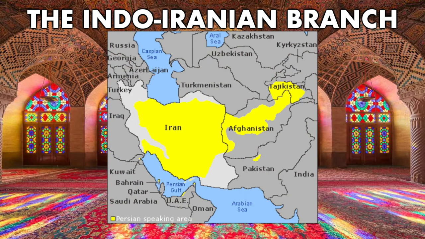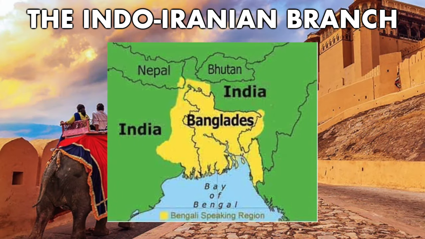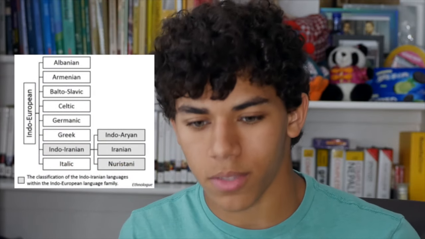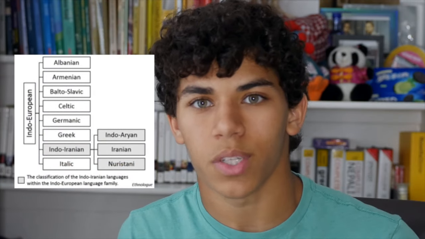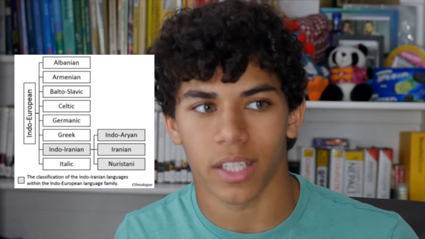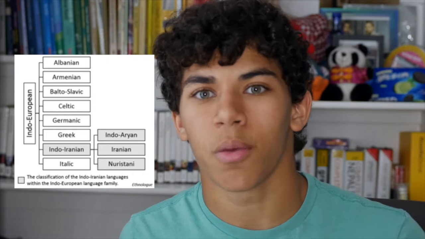From the Farsi/Persian language spoken in Iran, Afghanistan, and Tajikistan, to the Bengali language spoken in West India and Bangladesh, there's so much diversity in this branch of languages that it essentially constitutes its own different thing. And within this branch, of course, grammar is very similar, pronunciation is very similar, and even basic numbers like 0 to 10 are very predictable.